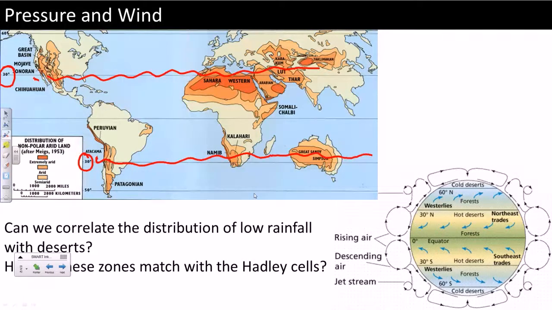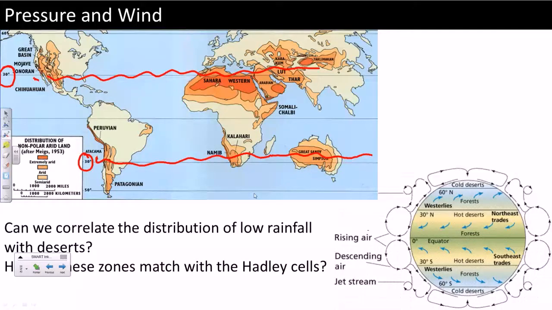There's a number of reasons why deserts can form, including the presence of mountains, and also ocean circulation will affect the formation of deserts. So it's not entirely a linear distribution, but it is strongly correlated with the latitude at which we're at, and that latitude is connected to places where we have low pressure and rising air.